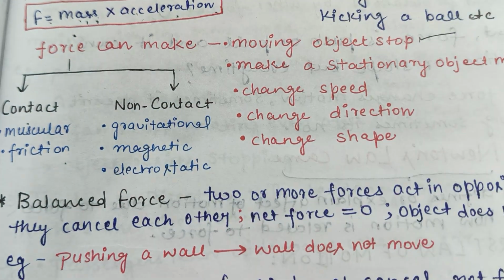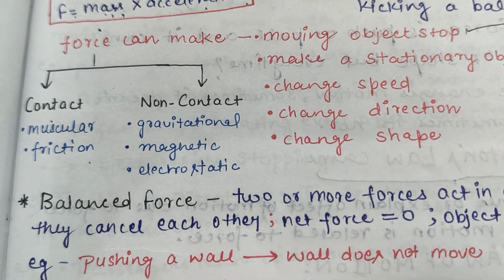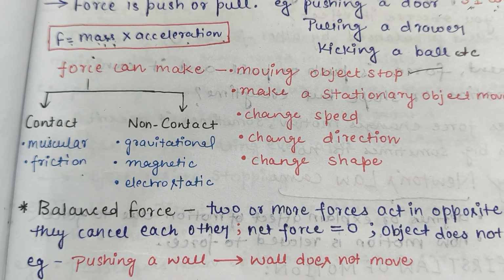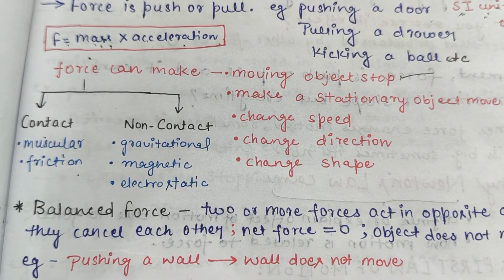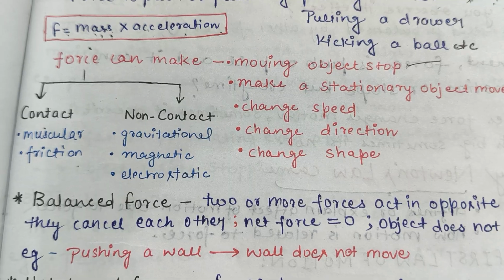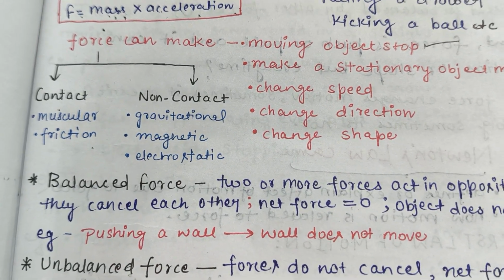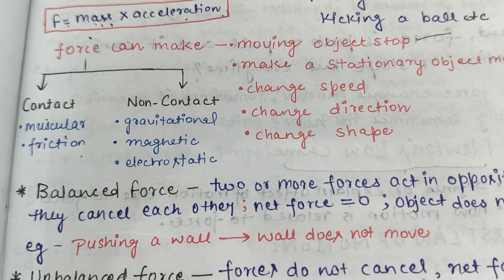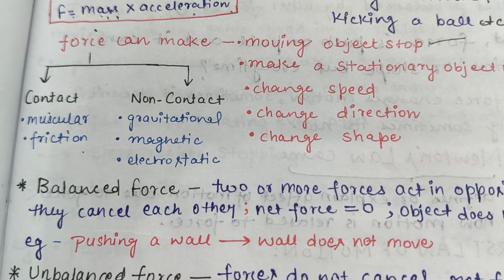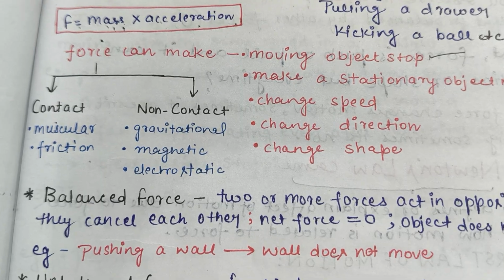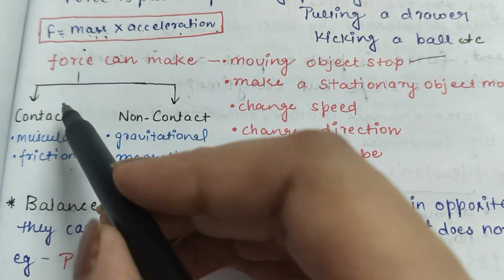Now the second is friction. If you have seen a ball rolling on the ground, after a certain period of time it stops, because the ground applies a friction force on the ball, and friction is always in the opposite direction of the motion. So we will discuss this later.